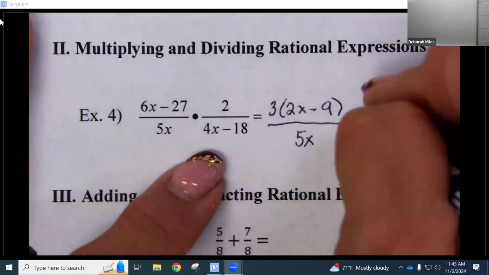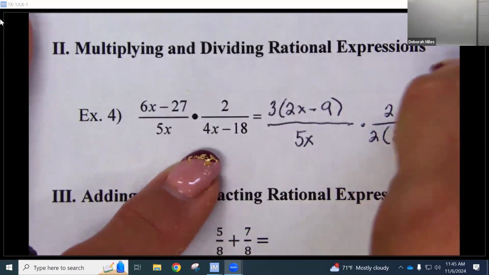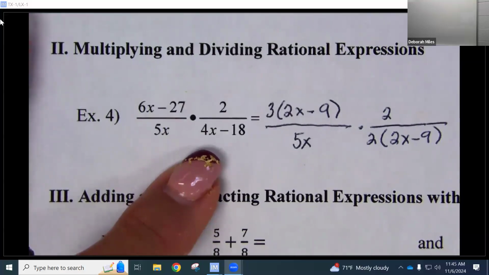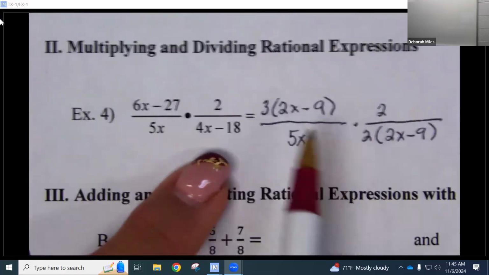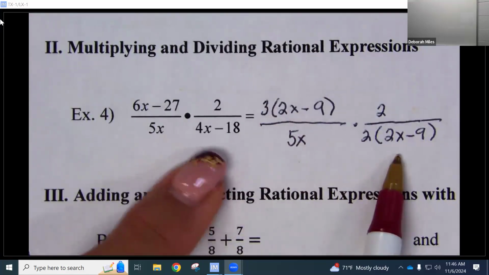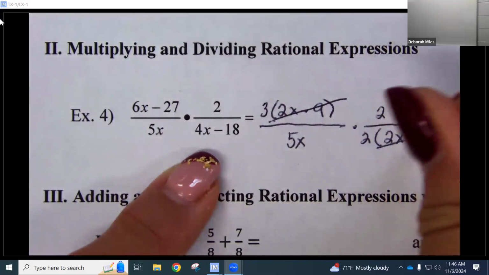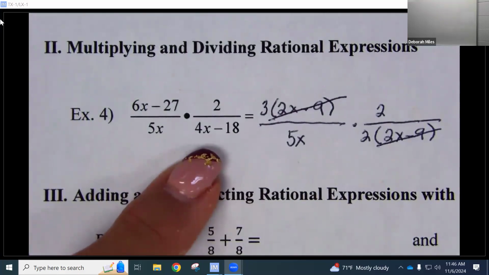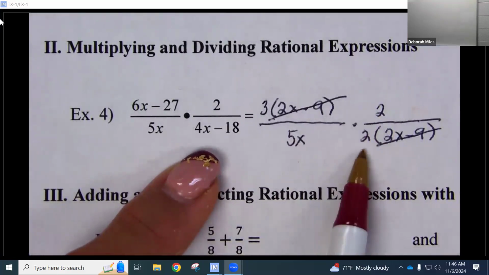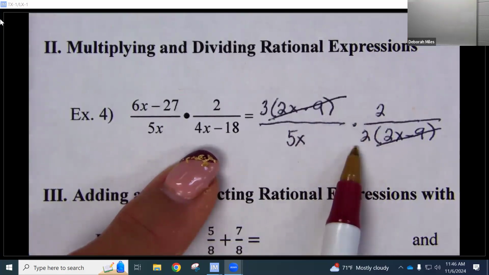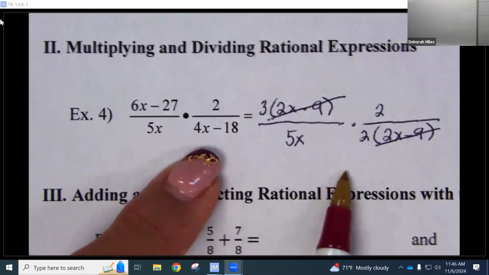But I can factor a 2 out of the second denominator, and it also leaves me a 2x minus 9. Now, would it be legal to cancel the 2x minus 9s? Yeah. Cancel the whole thing. What about these two 2's in the same fraction? One's in the numerator, one's in the denominator, but is it legal to cancel common factors in the same fraction?